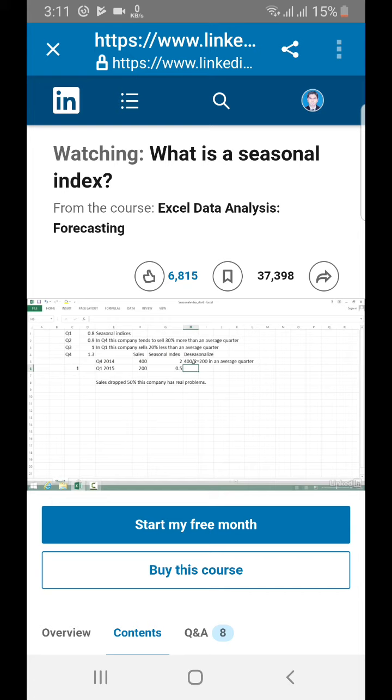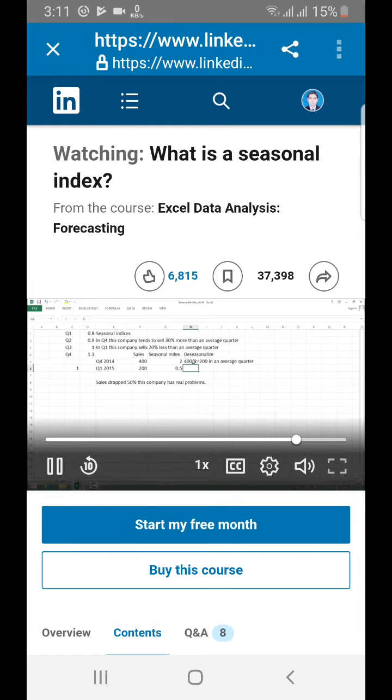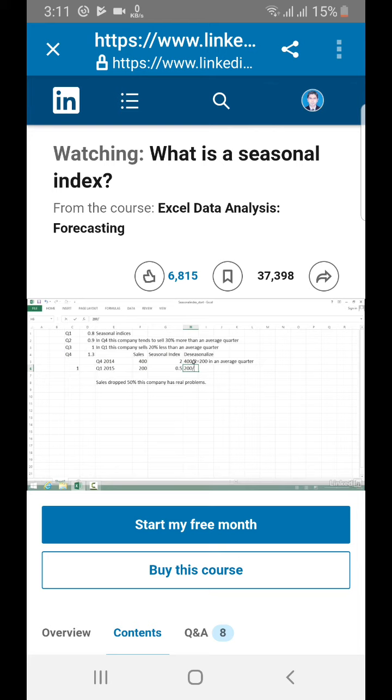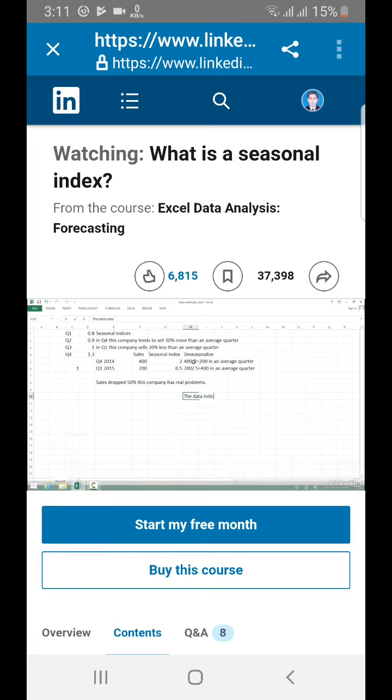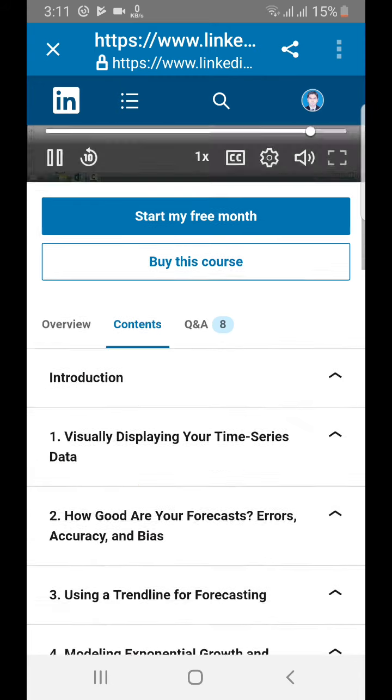Now, when you deseasonalize Q1 of 2015, you divide by the seasonal index for that quarter of 0.5 and you get 400 in an average quarter. So if you look at this the right way, even though sales dropped 50%, the data indicates that the level of sales doubled from Q4 15.